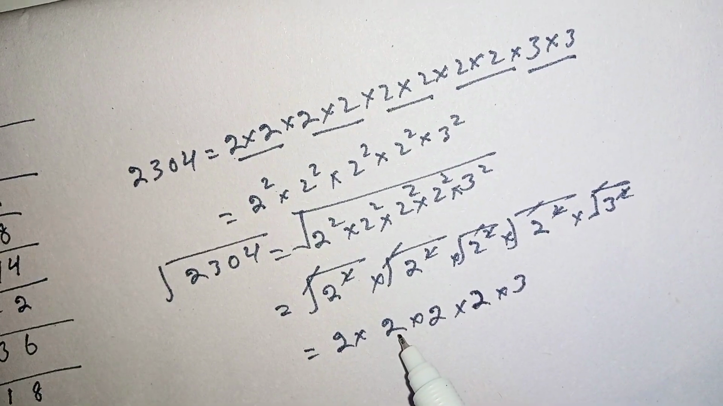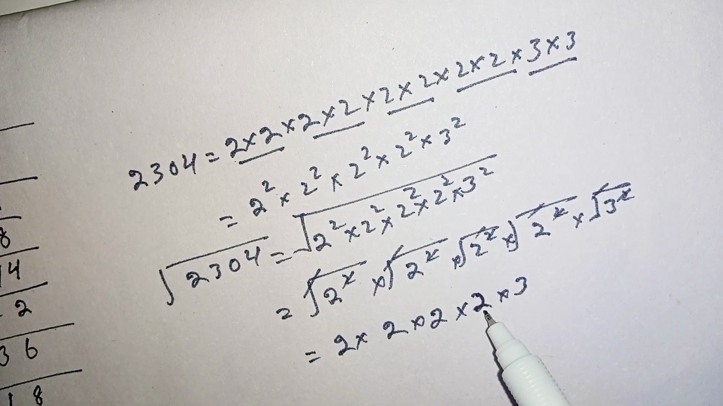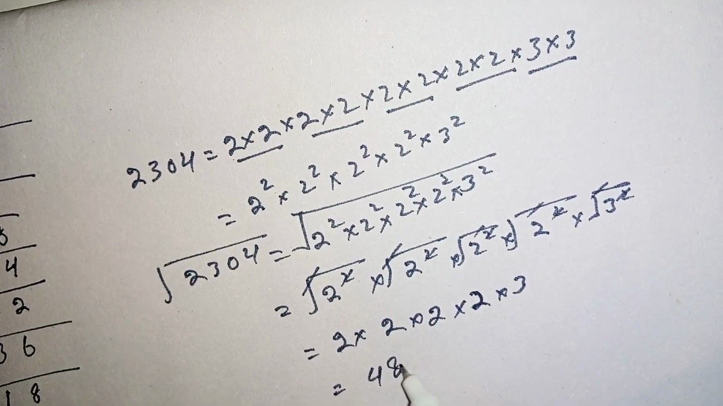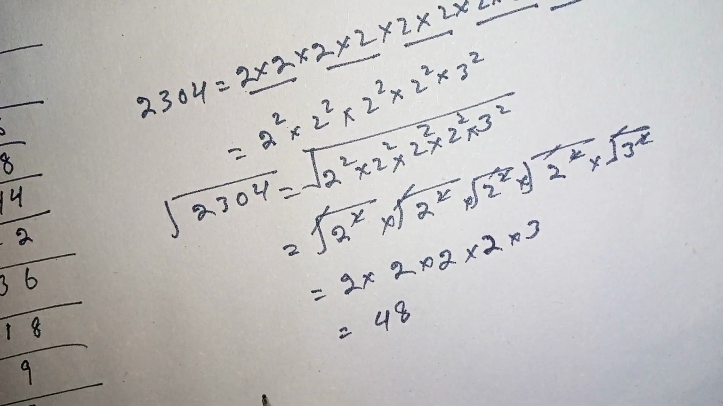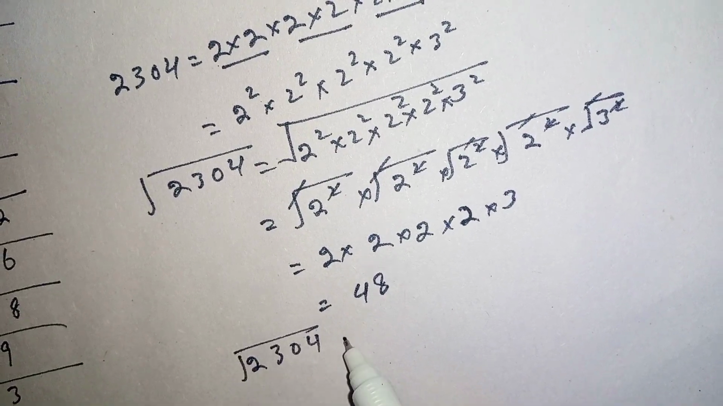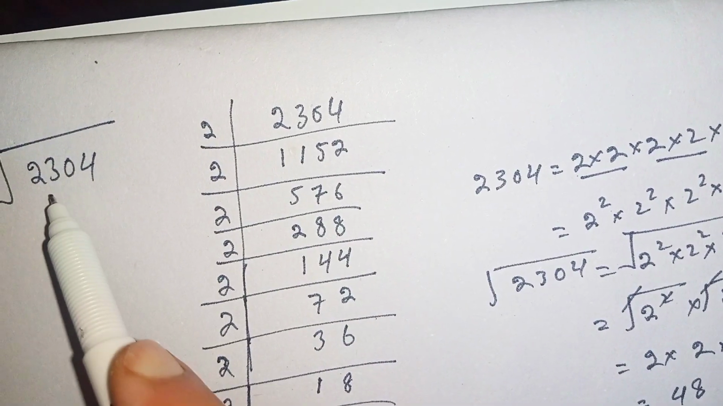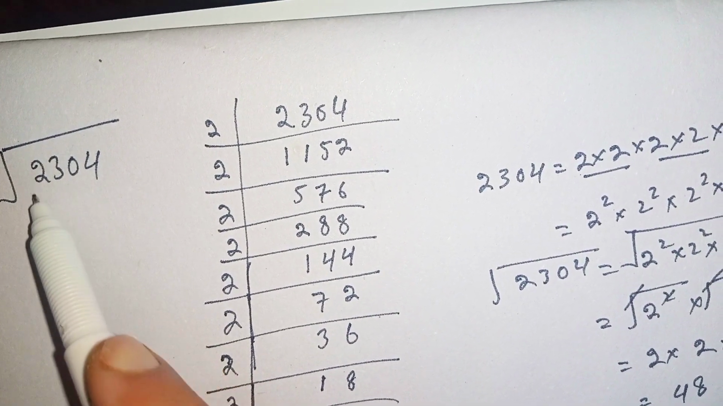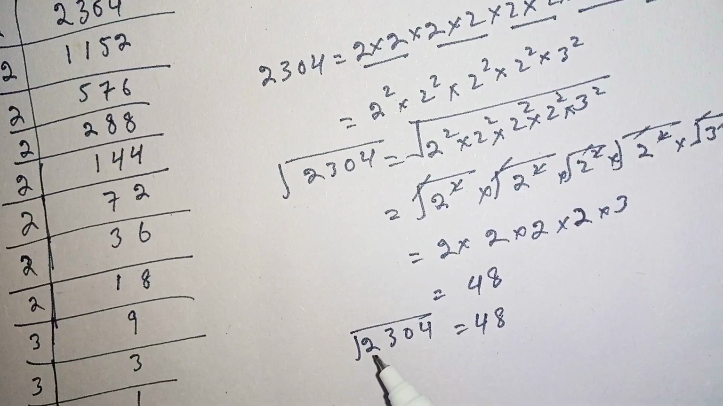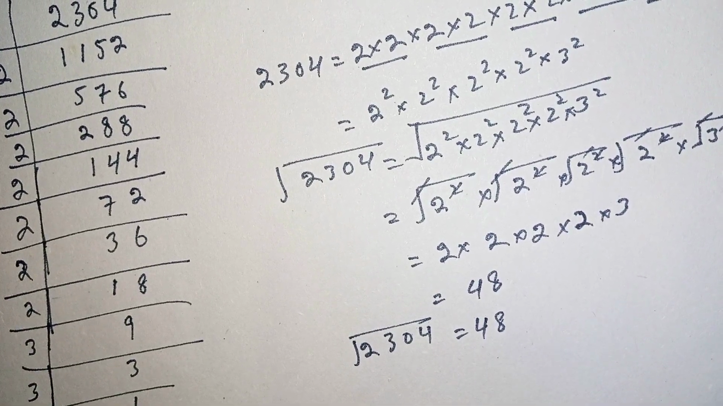So 2 times 2 is 4 and 4 times 2 is 8 and 8 times 2 is 16 and 16 times 3 is 48, right? So we can say that the square root of 2304 is equal to 48, right? So by following these steps, you can find the square root of any large number which is a perfect square by using this prime factorization method. So we see that the square root of 2304 is equal to 48, right?